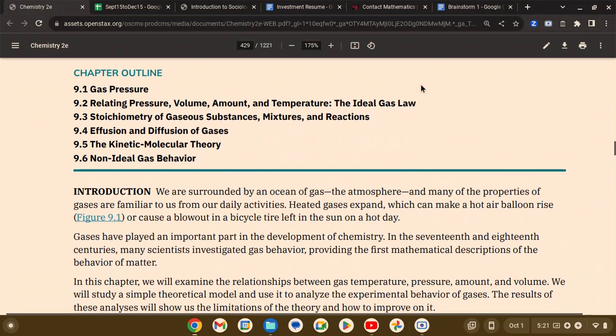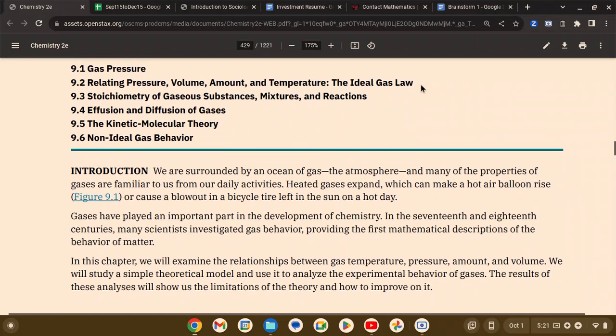Chapter outline: 9.1 Gas Pressure. 9.2 Relating Pressure, Volume, Amount, and Temperature: The Ideal Gas Law. 9.3 Stoichiometry of Gaseous Substances, Mixtures, and Reactions. 9.4 Effusion and Diffusion of Gases. 9.5 The Kinetic-Molecular Theory. And 9.6 Non-Ideal Gas Behavior.